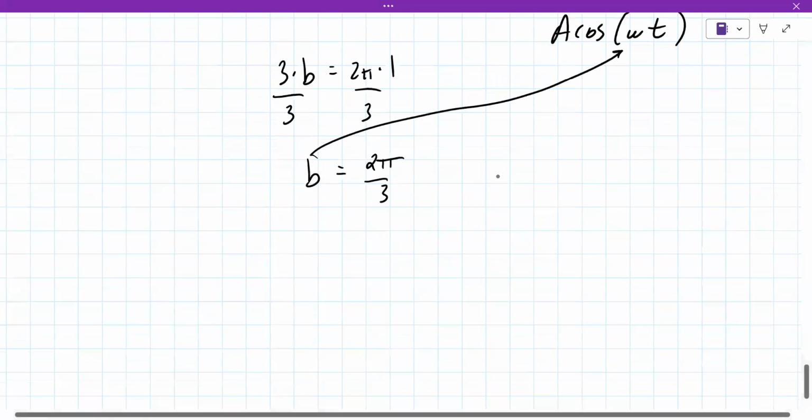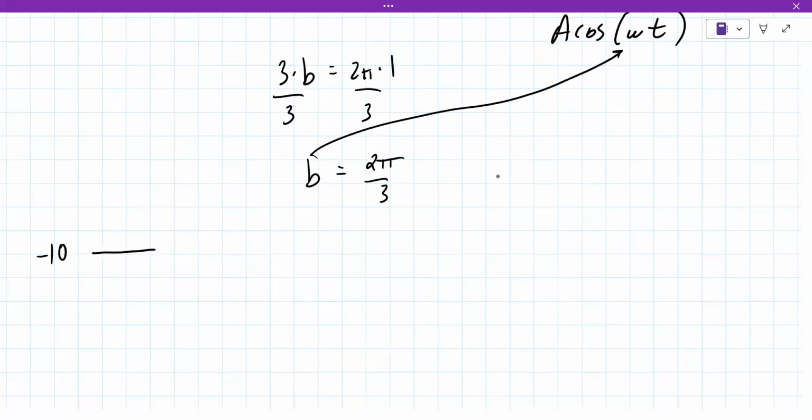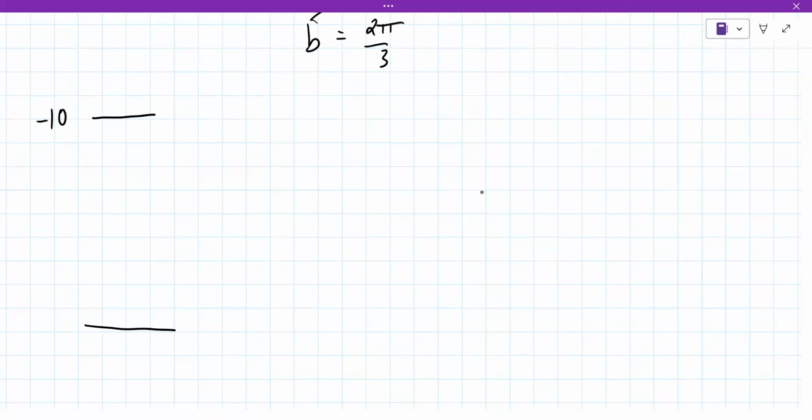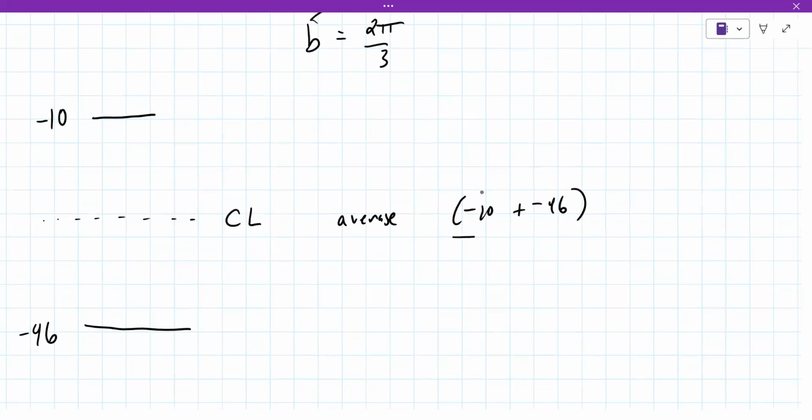The amplitude you find, it's like you start at -10 and it dips down all the way to -46. So there's a center line here. The center line is the average of them. It's the average of -10 plus -46 divided by 2. Will you calculate that for us, please?